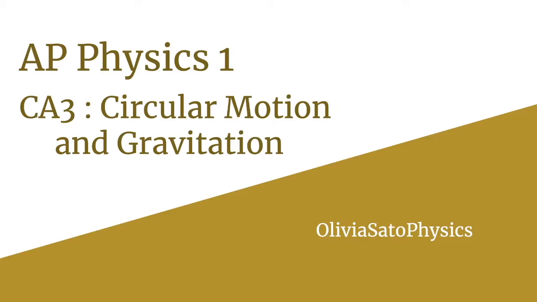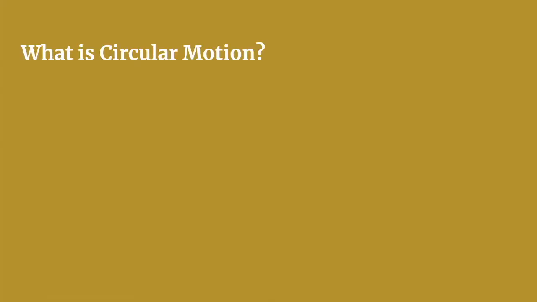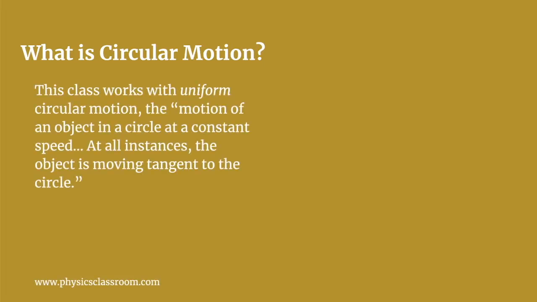Let's get started. So this unit is actually looking mostly at circular motion and using gravitation as an example of circular motion. So let's start with defining circular motion. We're mostly working with uniform circular motion, which is the motion of an object in a circle at a constant speed. At all instances, the object is moving tangential to the circle.